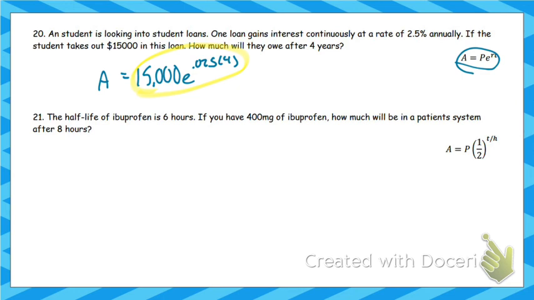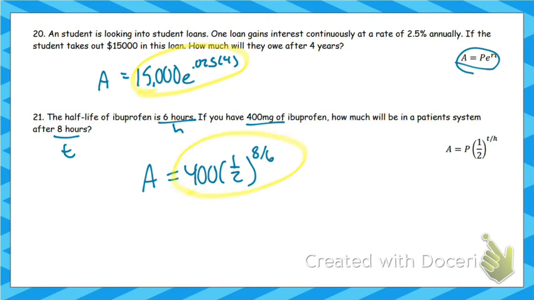And then last one, half-life. So this is your half-life equation. P is the starting amount, A is the amount after time. Just remember the T and the H. The H is the actual half-life. The time is how long we're looking for in the problem. So on this one, the half-life of ibuprofen is 6 hours. That's H. We have 400 to start. We want to know how much we will have after 8 hours, so that is my T. So my exponent would just be 8 divided by 6. And again, the variable is already by itself. Plug that straight into the calculator the way that it is written, and you will get your answer.